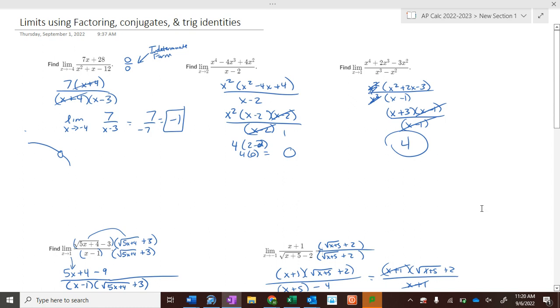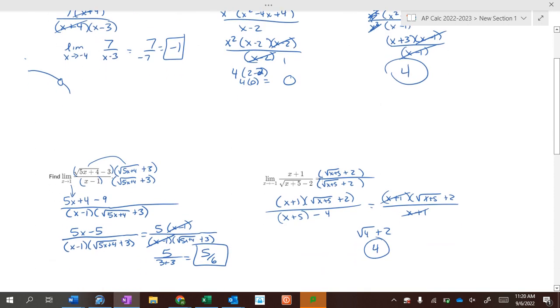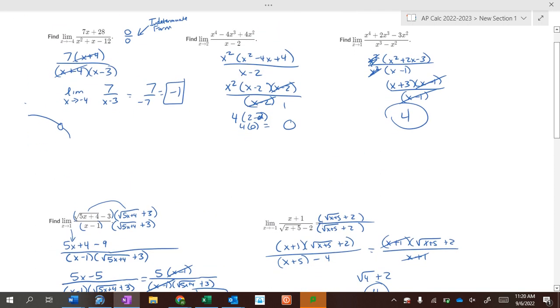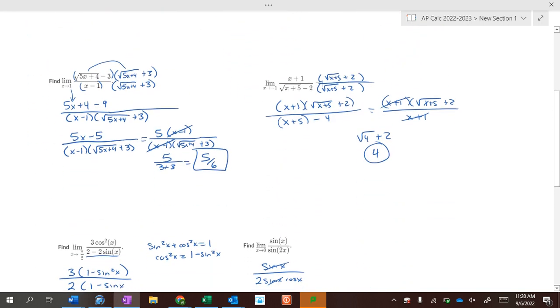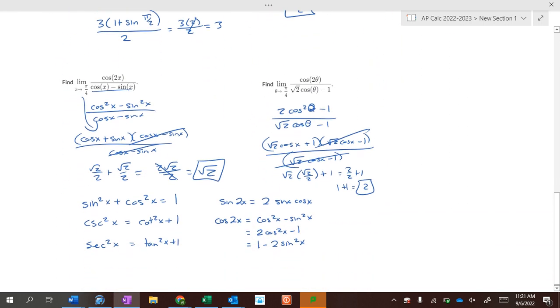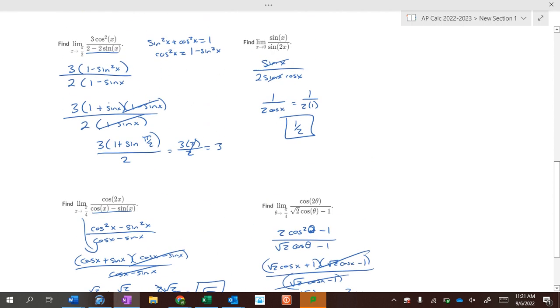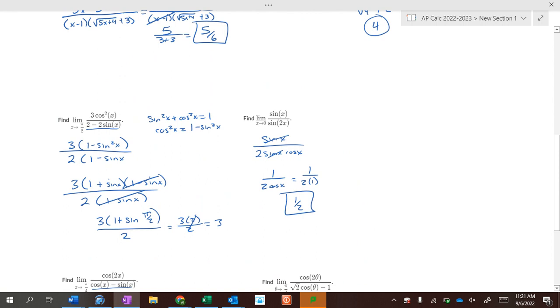Okay, last time we were together, we did limits using factoring, conjugates, and trig identities. Remember that a little bit? Sort of. We factored, did conjugates so we could cancel, and then we had these trig identities that you had to remember, some of them. Okay, and you hopefully wrote those on your unit circle.